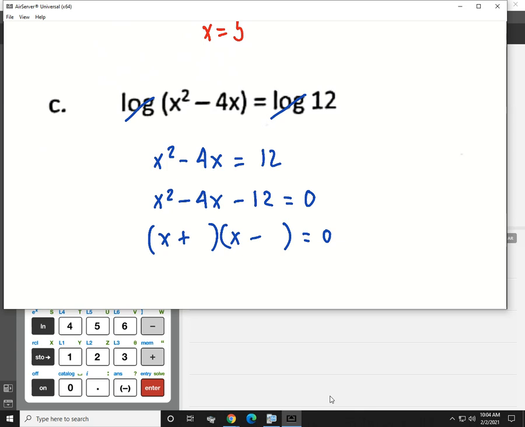Okay, there's three things that multiply to get 12. You got 1 and 12. You got 2 and 6. And then you got 3 and 4. So you got three different possibilities that multiply to get 12, but only one of them has a gap of 4, and that's 6 and 2.